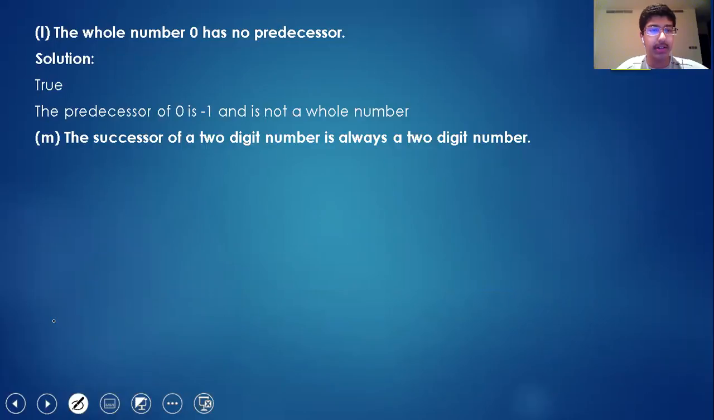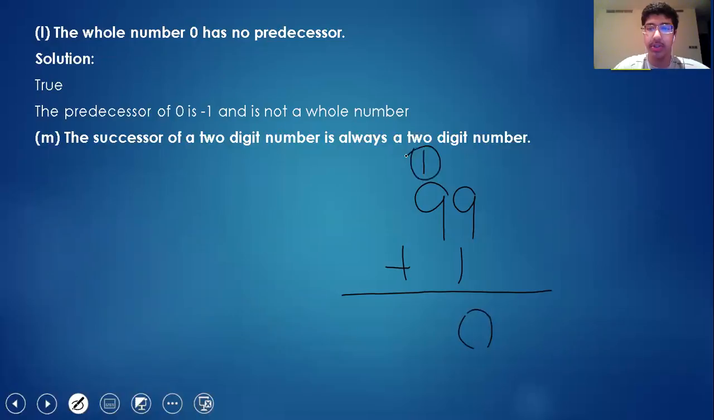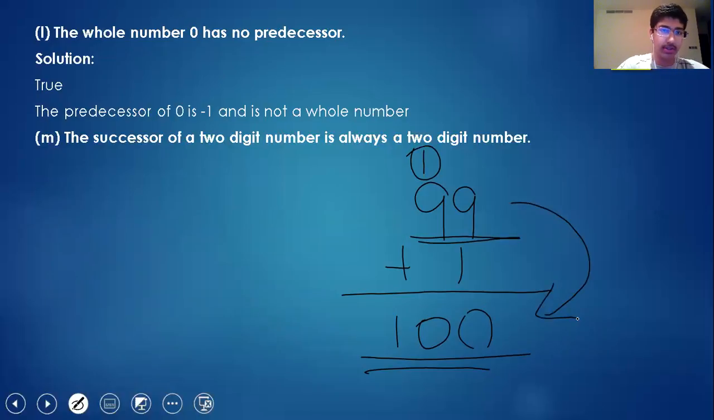The successor of a two-digit number is always a two-digit number. Not always. Suppose we take an example, 99, right? They said successor, so plus 1. So 9 plus 1, 10. 1 carry over, 9 plus 1 again, 10. Correct? So the answer is 100. 99 is a two-digit number. The successor of it is a three-digit number, that is 100. So this statement is false.